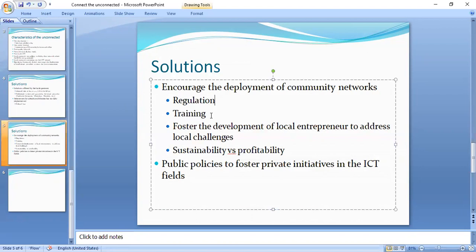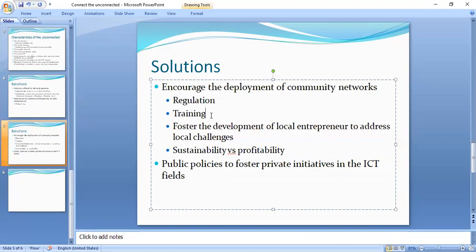Having a community network is also about training, because if you don't have good tech people to maintain your network, it will be very costly to maintain those networks. So we have to provide training to local people in order to maintain those community networks.